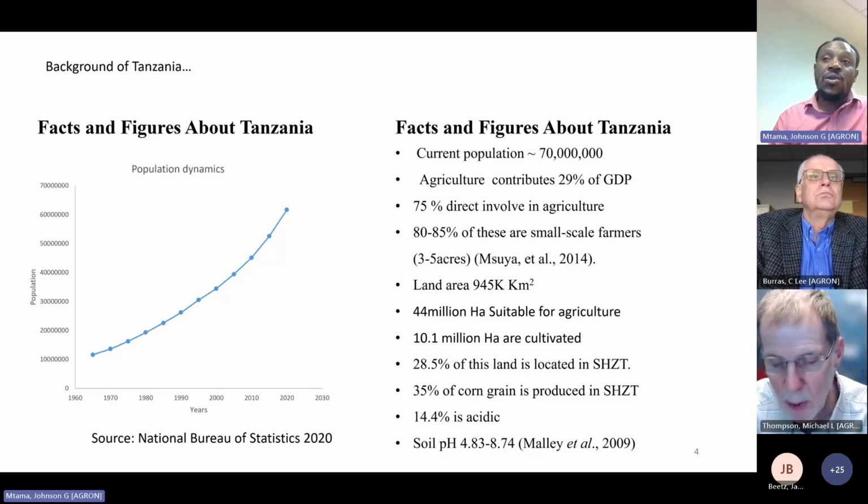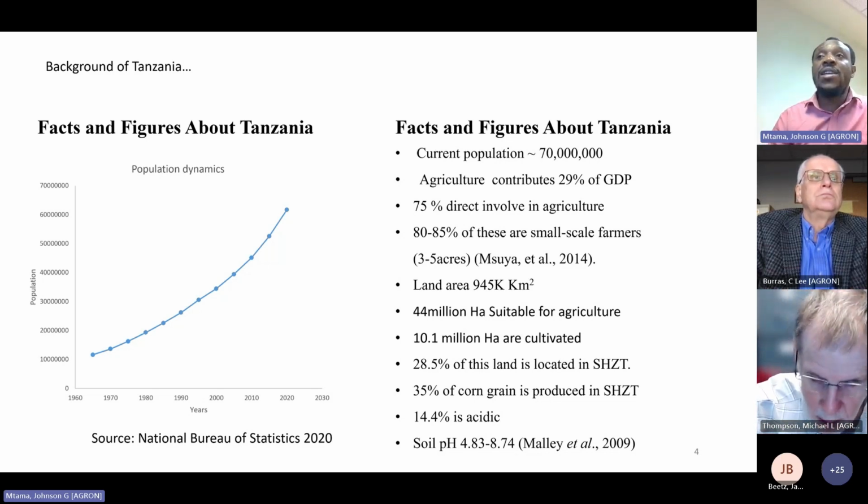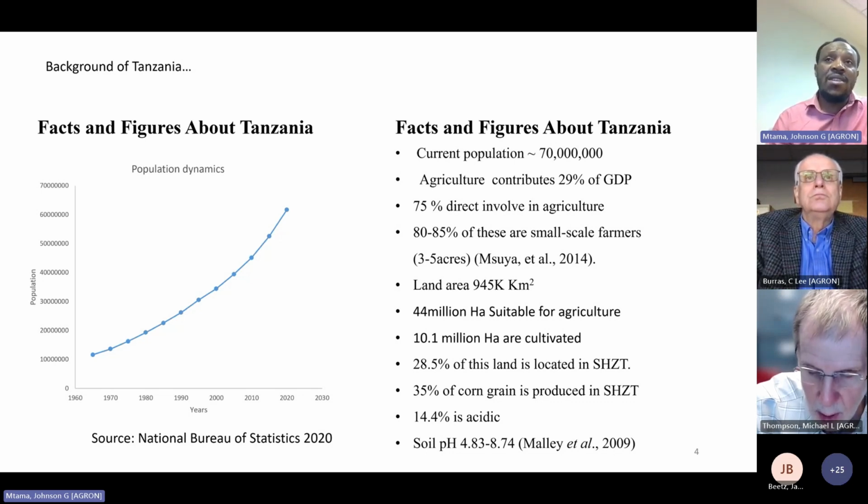But as far as soil acidic conditions are concerned in the country, around 14.4% of the total land in the country is acidic. And with the review of the acidic data in the southern highland zone, most of the land has a soil pH of less than 5 units. And we have some very few areas, especially the Rift Valley areas where there's lots of paddy production, where we have pH records of above 8, but these are very rare spots in the southern highland zone of Tanzania.